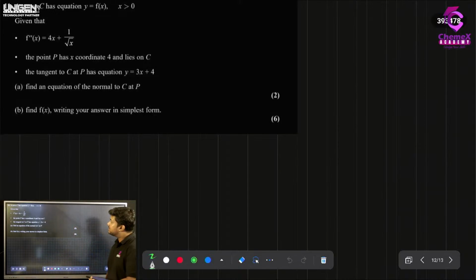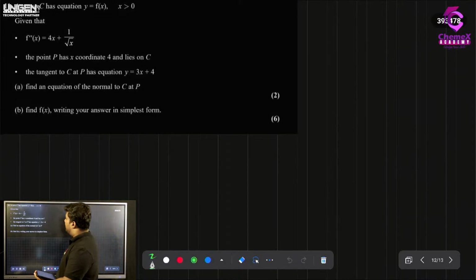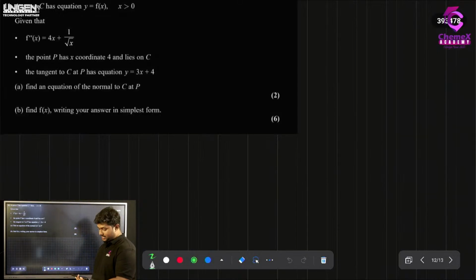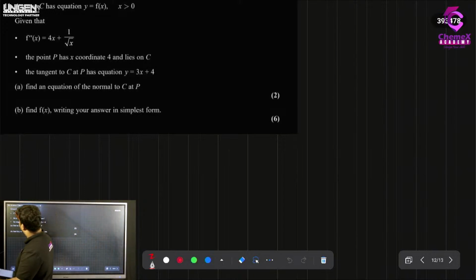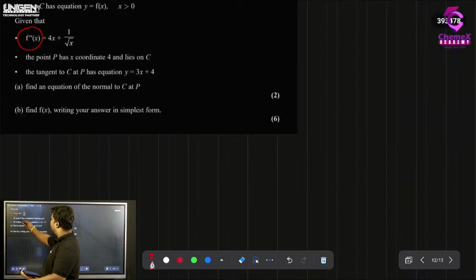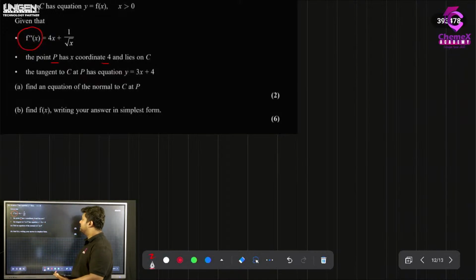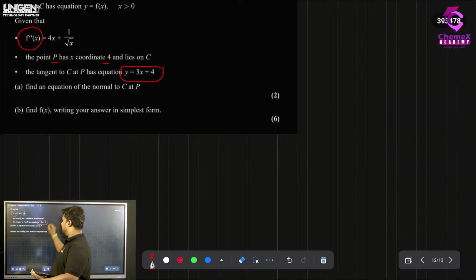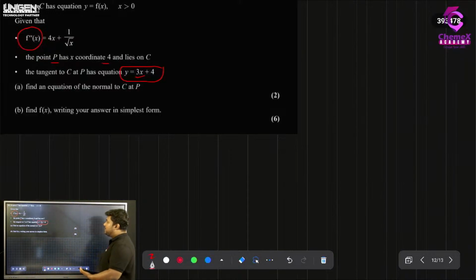Alright, so let's find. A curve C has a point y equals f(x). Given that f double dash, so that means d²y over dx². I hope you can see clearly in your screen. So point P has x coordinate 4, lies on C. The tangent gradient is also given, that is 3. Find the equation of normal to C at P.